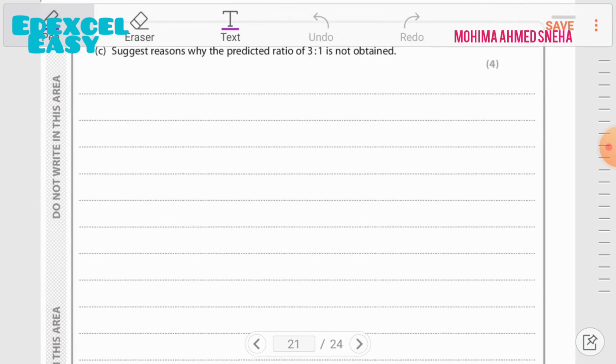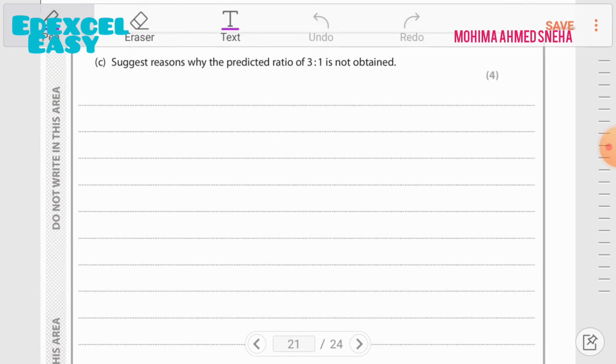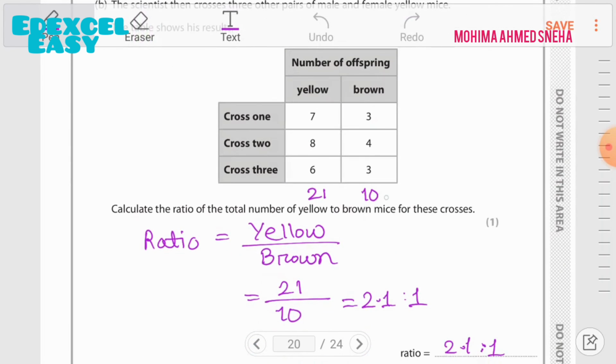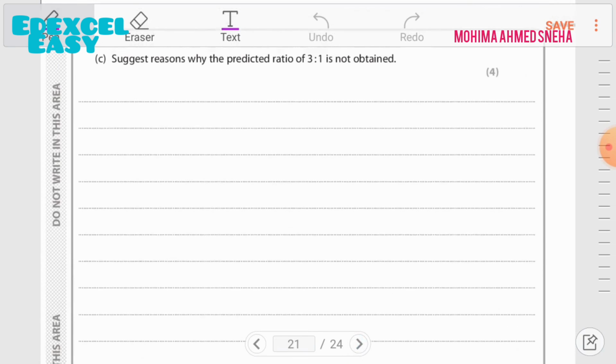Moving to part C. Suggest reasons why the predicted ratio of 3:1 is not obtained. First of all, the sample size is small, like we used only 3. And fertilization is a random process, and mutation may have occurred during the fertilization, and we also got more brown-haired mice than predicted. So let's write the answers.